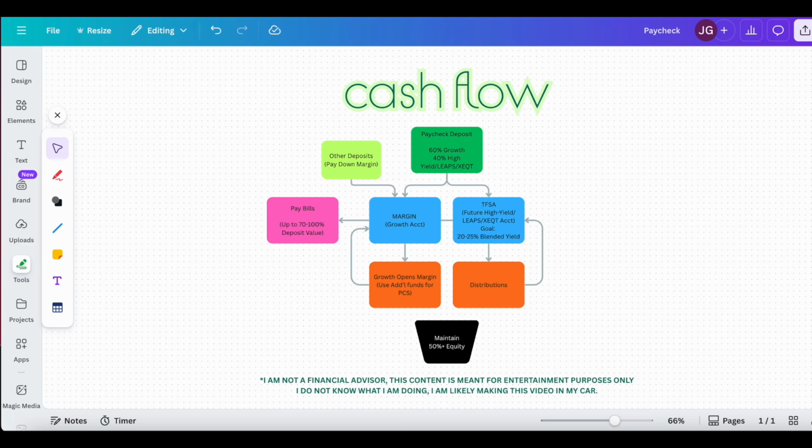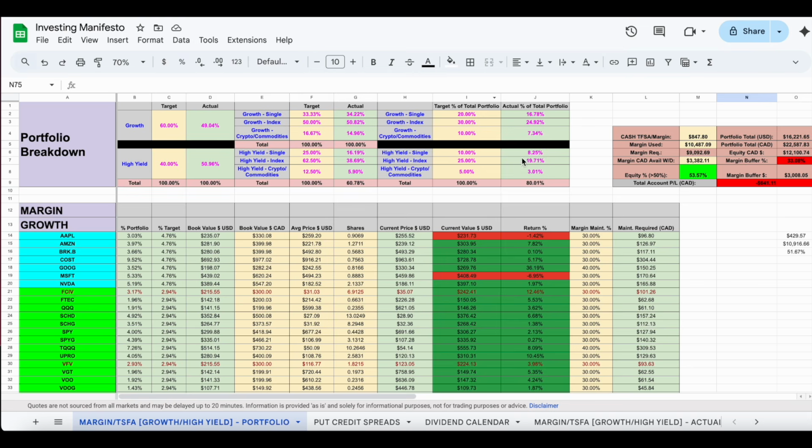Now let's show you the changes that we made to the portfolio. So the percentages are the same. When I'm reinvesting my dividends, it's still going to be into high yield funds at the same breakdown that I have before.